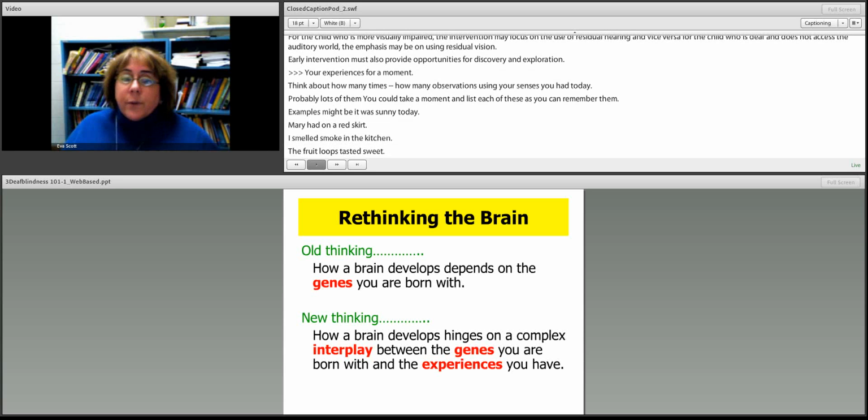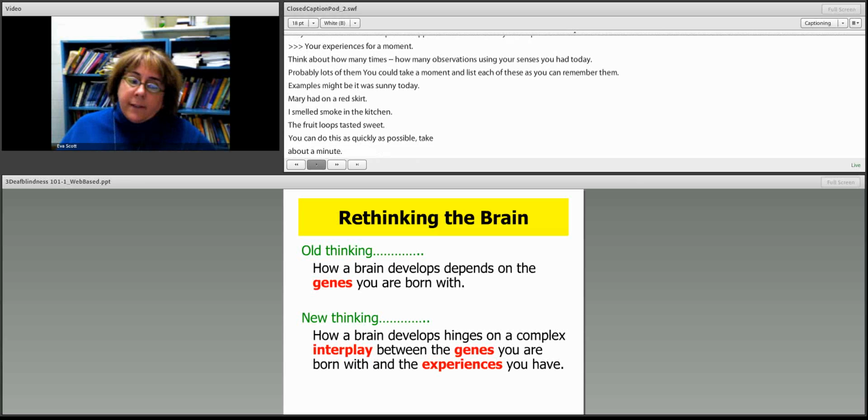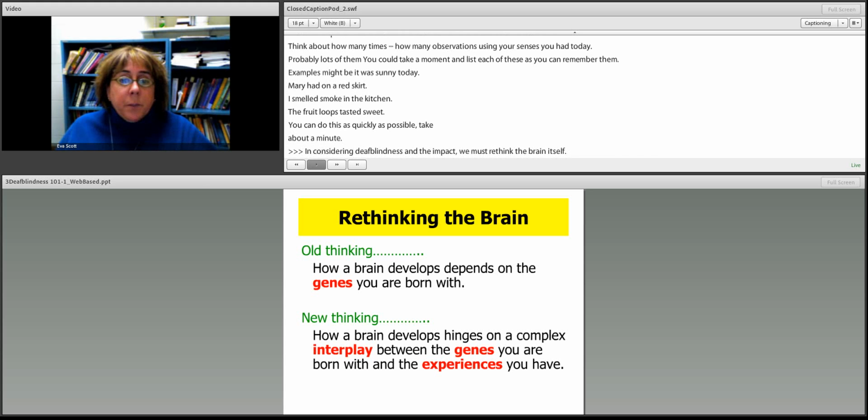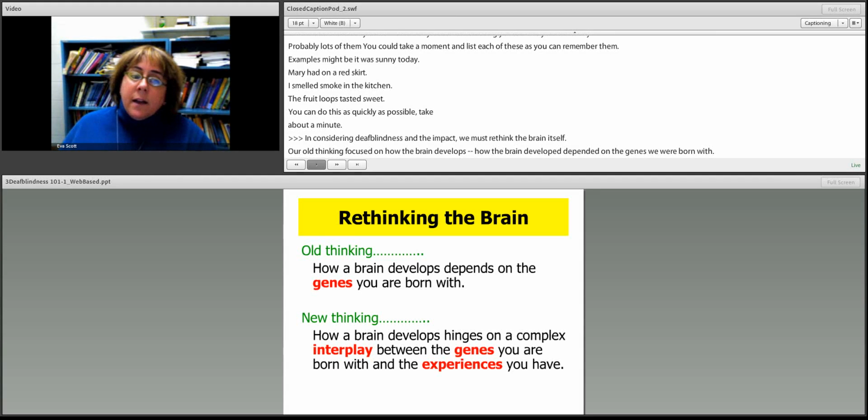In considering deaf-blindness and the impact, we must rethink the brain itself. Our old thinking focused on how the brain developed depended on the genes we were born with. But our new thinking now is that how the brain develops hinges on a complex interplay between the genes we're born with and the experiences we have. Deaf-blindness can impact these experiences.